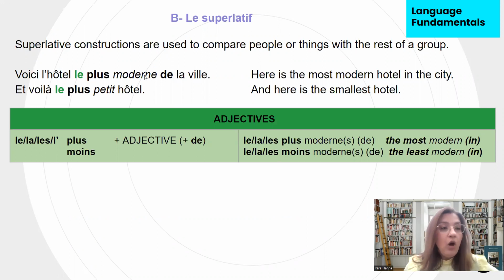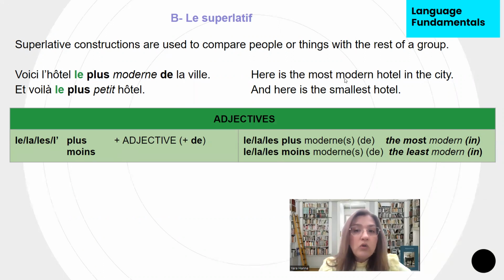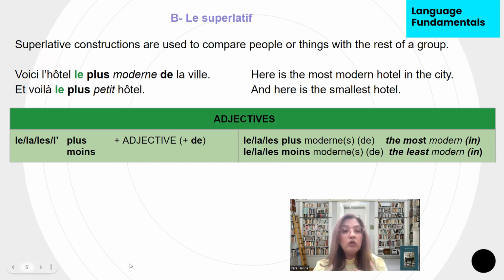Here's an example. Voici l'hôtel le plus moderne de la ville. Here is the most modern hotel in the city. So what are we comparing? The hotel to the other hotels in the city. And it is the best or the most modern in this case. We're not comparing one to one, we're comparing one to a group.